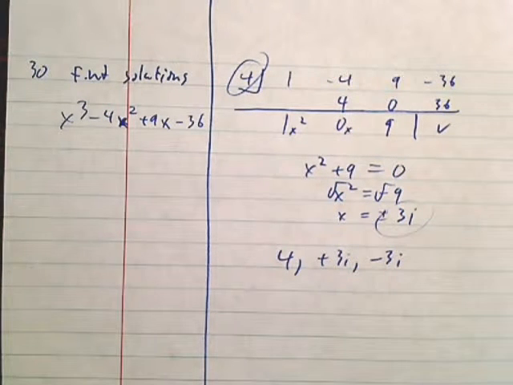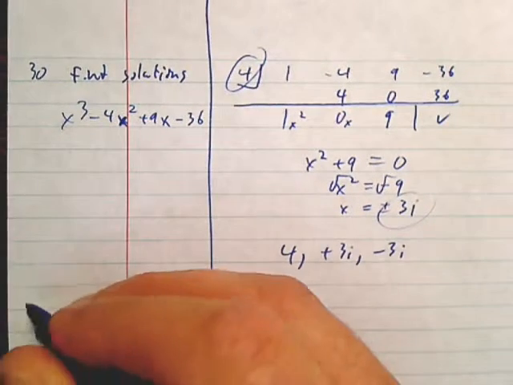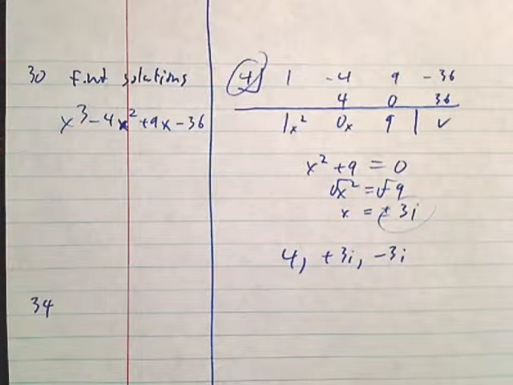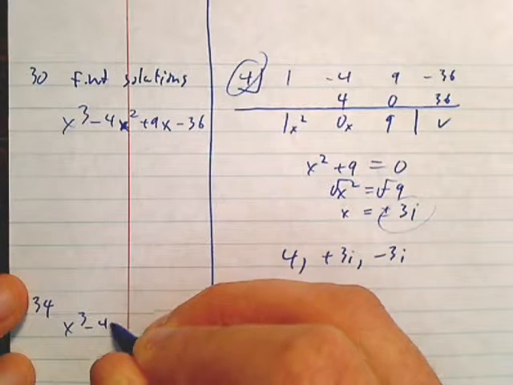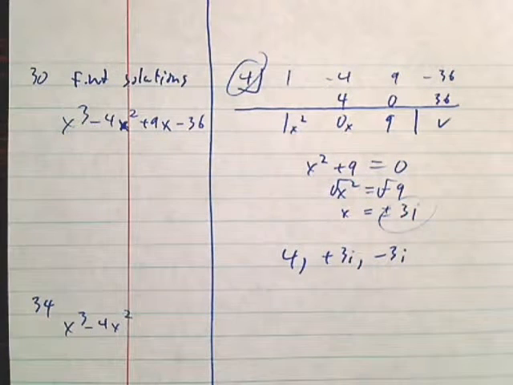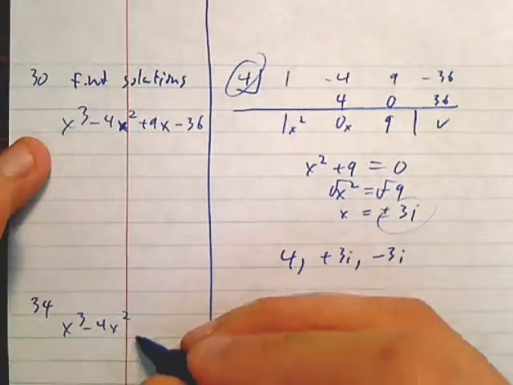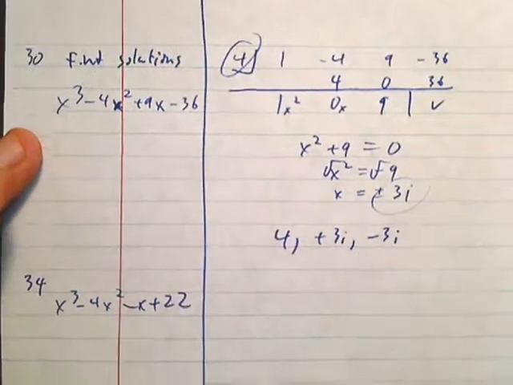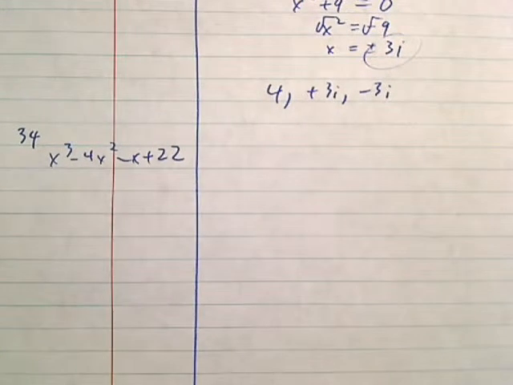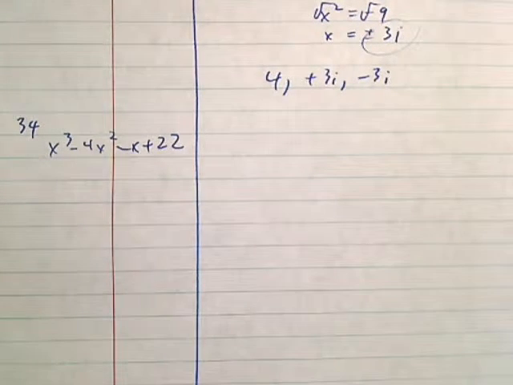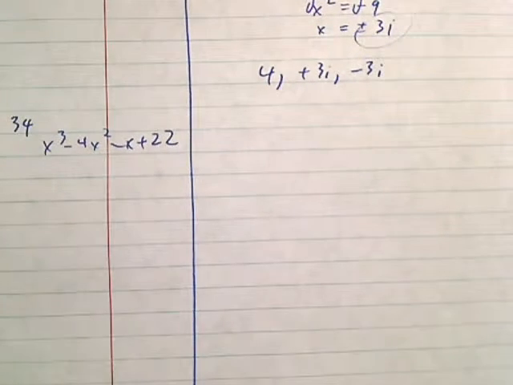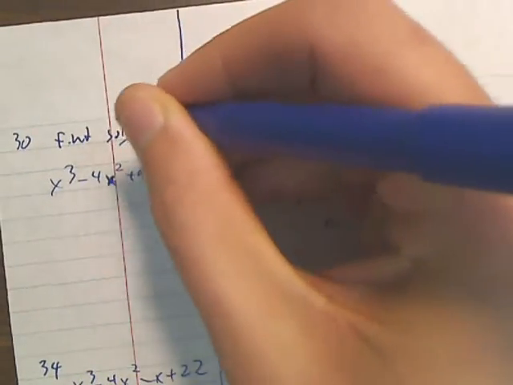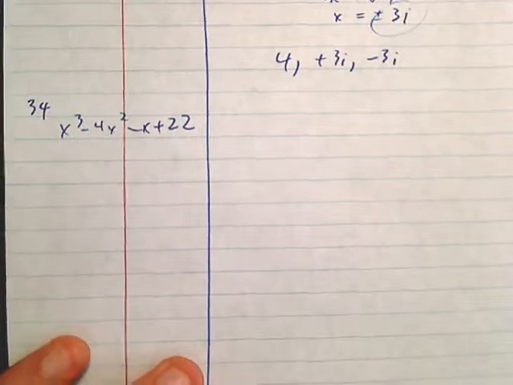Let's try one more together. How about 34? 34. x cubed minus 4x squared minus x plus 22. Okay, so we're going to find the roots, find the zeros, find the solutions. What does it say? It says find all the zeros. Find zeros. Sorry about that. You can see my misspelling yet again.